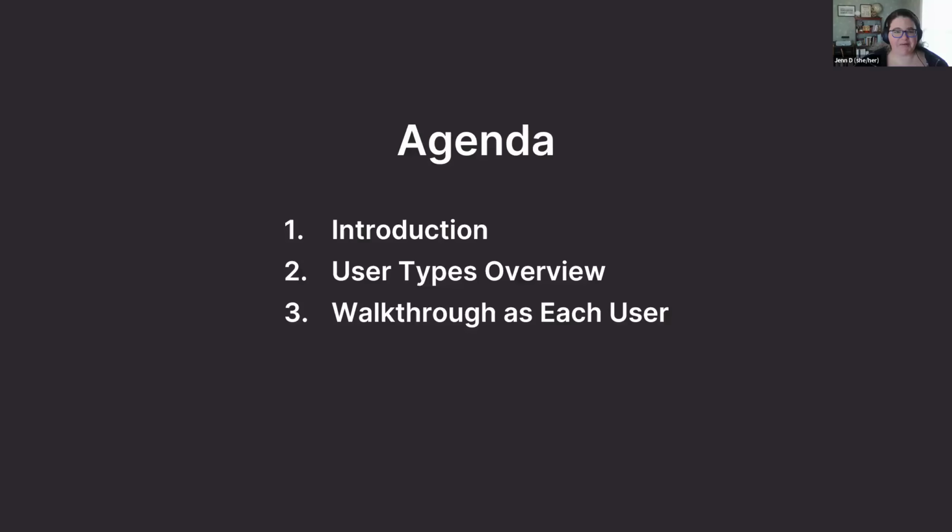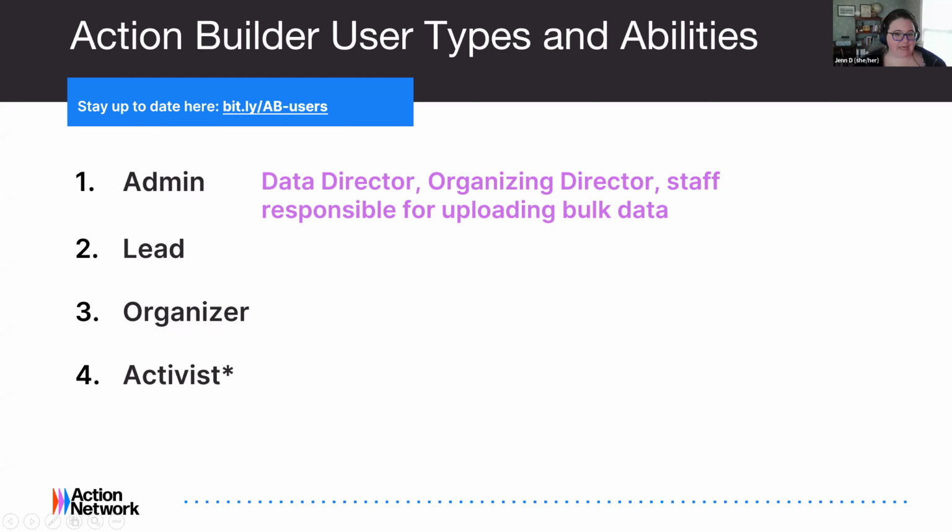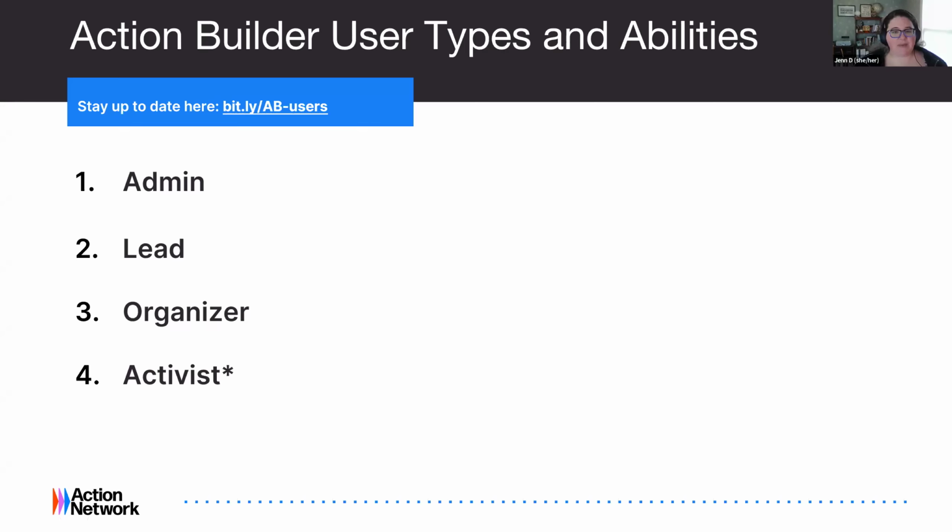All right, so here we go. So I put a link at the top. It's bit.ly/ab-users. And this is where we will typically keep our chart up to date on any new features that are limited by user type. So definitely check that out in our documentation.